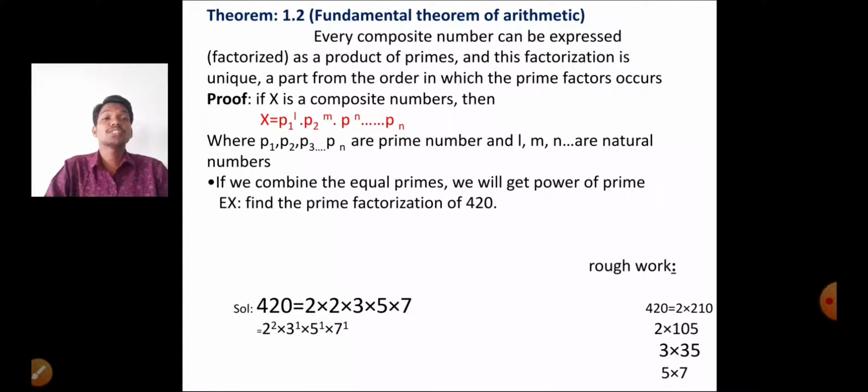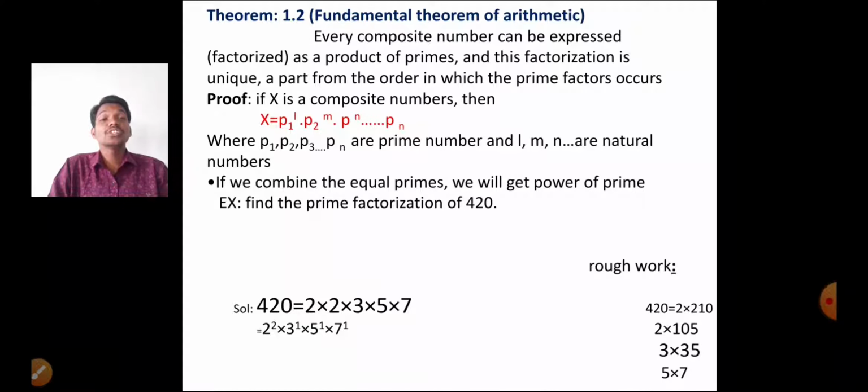For example, factorize 420. I have given the rough work, so all of you observe this rough work. To factorize 420, we can use this method, or the division method also. So 420 equals 2 into 210, again 2 into 105, 3 into 35, 5 into 7. Here 2 2s are 4, 4 3s are 12, 12 5s are 60, 60 7s are 420. So 420 equals 2 into 2 into 3 into 5 into 7.